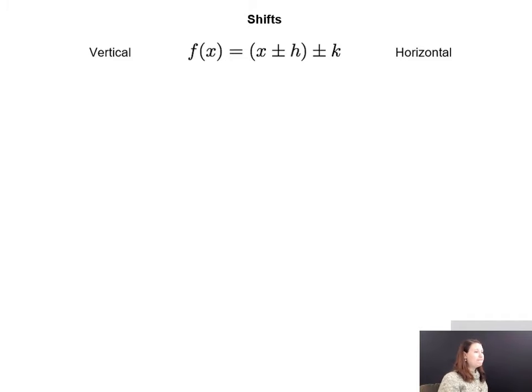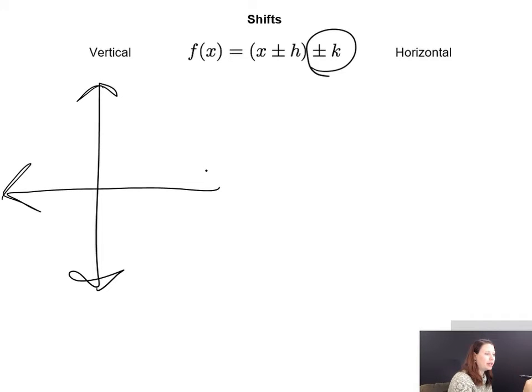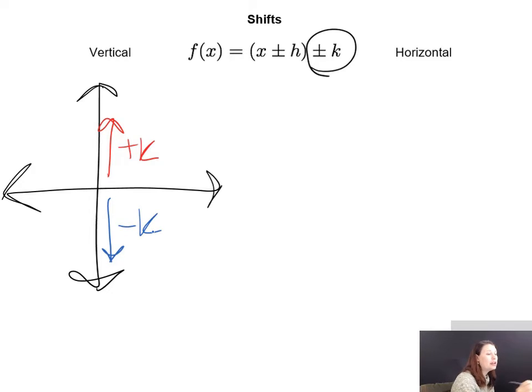So with vertical shifts, that's the k. So k is vertical. If we think about it on a graph right here, for the vertical, if we have a plus k, it moves the graph up, plus k. However, if we have a negative k, it moves it down, minus k. So every point that you know from the parent function just goes up or down k amount.